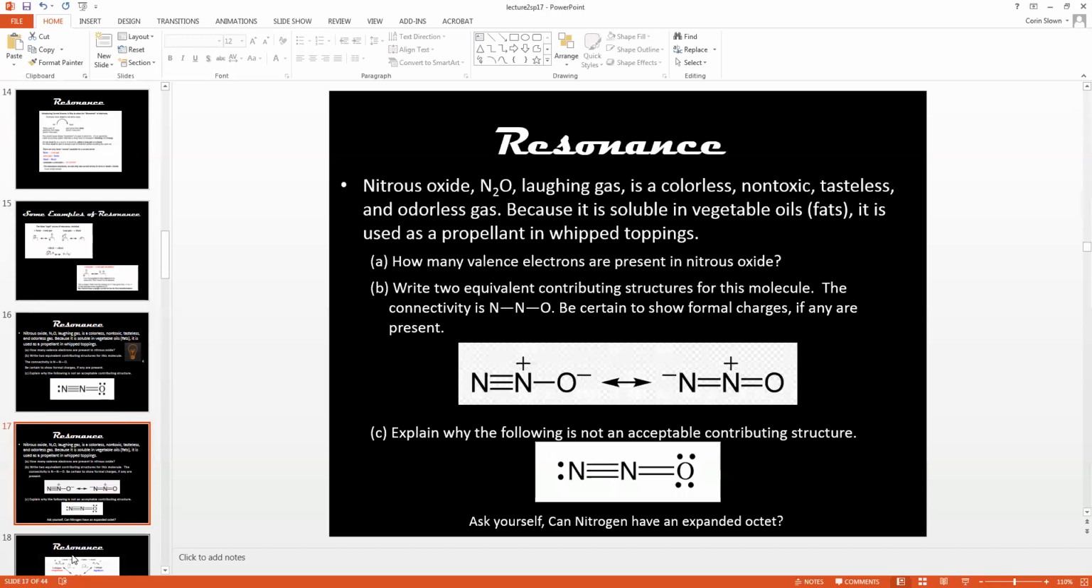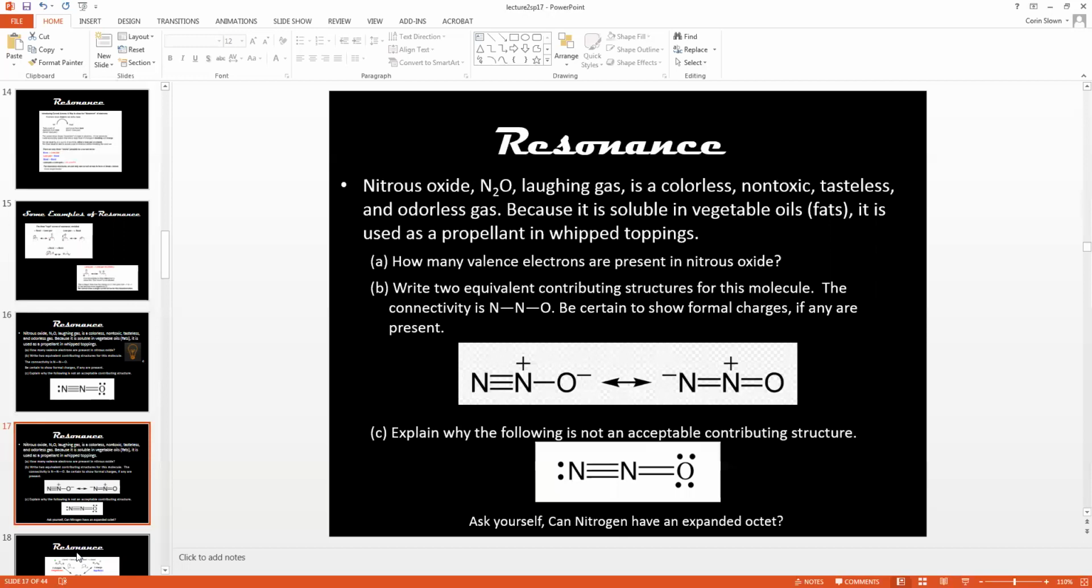So if we think about how many valence electrons we see in nitrogen, each nitrogen is going to have 5, and oxygen is going to have 6. So our total would be 5 plus 5 plus 6, so we should have 16. If we write the two equivalent contributing structures, we're going to start out by trying to distribute our bonds first, and then we're going to add in lone pairs if necessary in order to account for all 16 valence electrons.